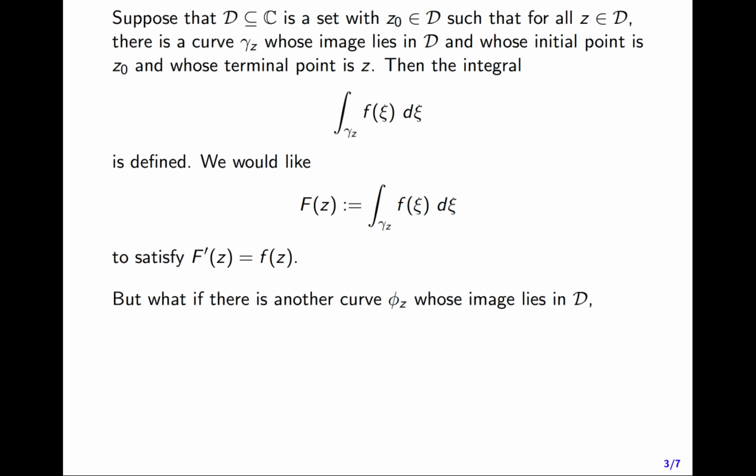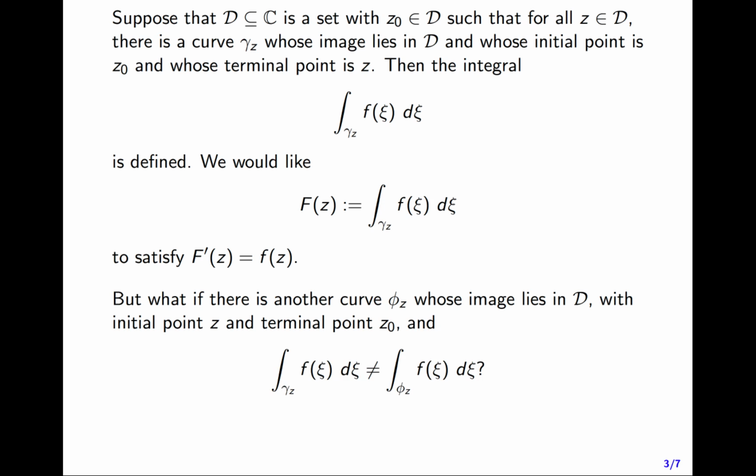But here's yet another problem. What if we have another curve phi z, whose image lies in D, with initial point z0 and terminal point z, and we have the integral over gamma z of f not equal to the integral over phi z of f? I mean, why should these two integrals be equal? Just because gamma z and phi z have the initial point z0 and the terminal point z doesn't mean these two integrals should be equal.